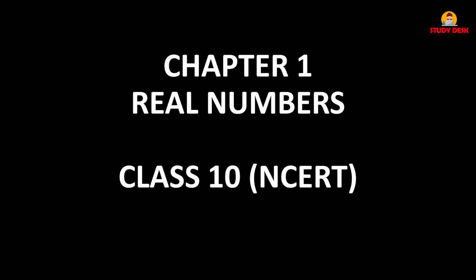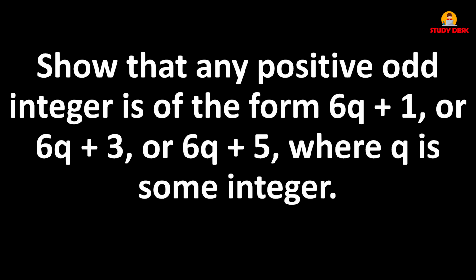Today we are going to continue our chapter 1, Real Numbers, class 10 from NCERT. In this video, we are going to solve question number 2 of exercise 1.1. It says, show that any positive odd integer is of the form 6q plus 1 or 6q plus 3 or 6q plus 5 where q is some integer. Let's look at the solution.